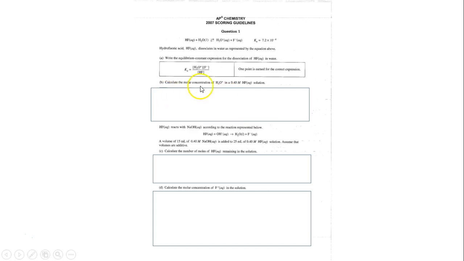They now want to know the molar concentration of H3O plus in a 0.4 molar solution. Well, once HF dissociates, it will form some water and some hydronium ion and some fluoride ion. We'll call those each X since they're going to be the same amount. So that's X here and that's X there. It was taken from the HF to begin with, and therefore we can call that 0.4 minus X.